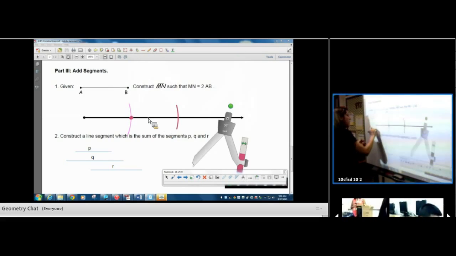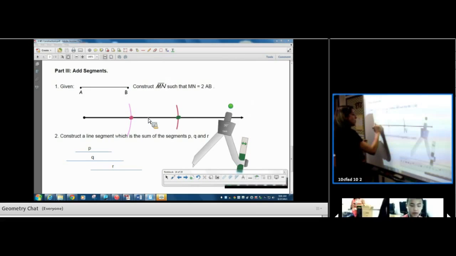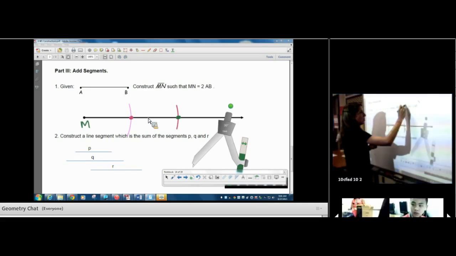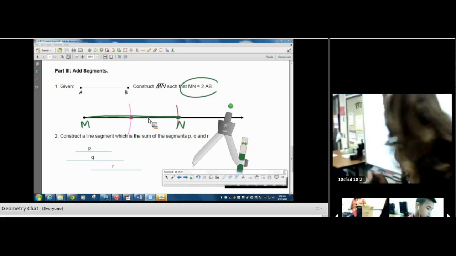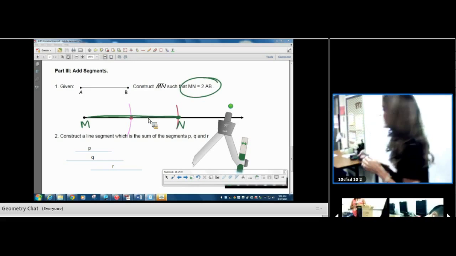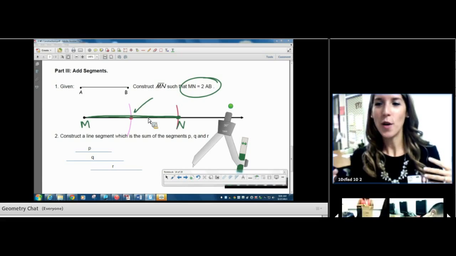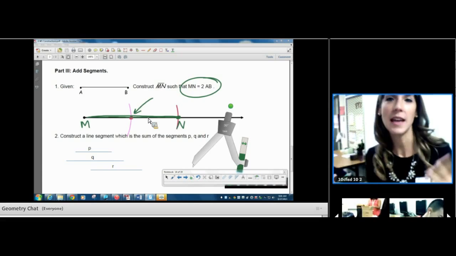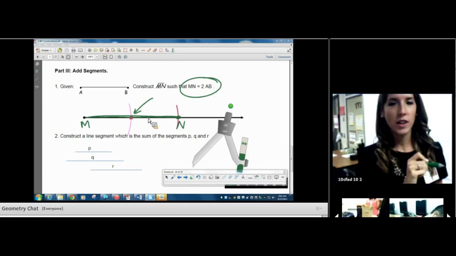So we're going to call it M, N, and that is our new segment, and it is twice the length of AB. What would this point right here be called? Hopefully you're saying a midpoint. That would be a midpoint, and this would be congruent to this, but we're going to learn more about that in our next unit.